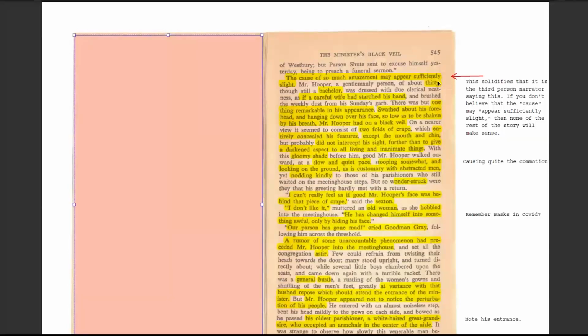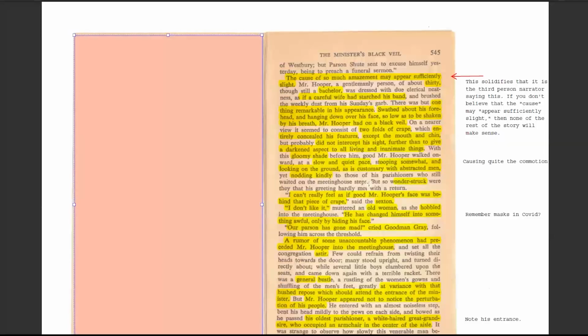The narrator popped up back here again. He's a gentleman of about 30. You think the third person narrator knows his exact age? Of course he does. But he doesn't tell us his exact age. He says he's about 30. Remember, the third person narrator is telling us what he wants us to know, what we need to know about the story. If he wanted us to know Hooper's exact age, he would tell us that. But he doesn't think we need to know his exact age. He's around 30, right? He's slight, he's a bachelor, he's abstract, he thinks a lot.